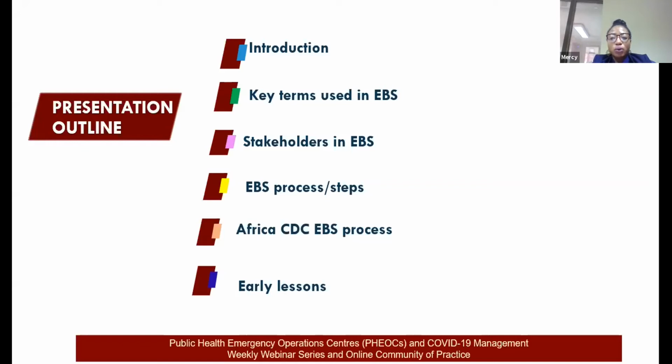it fits into Africa CDC's strategic objectives and the EOC watch mode. Thereafter, we'll look at key terminologies used in event-based surveillance. We will also look at the event-based surveillance process and the various stakeholders involved in the EBS. And thereafter, we'll conclude with Africa CDC's experience and lessons learned.